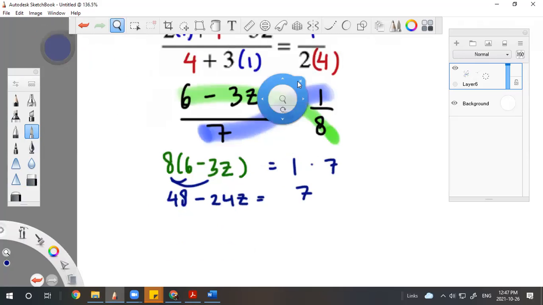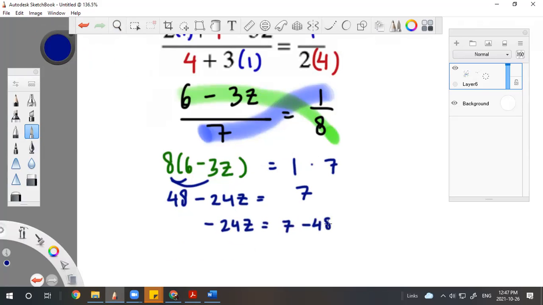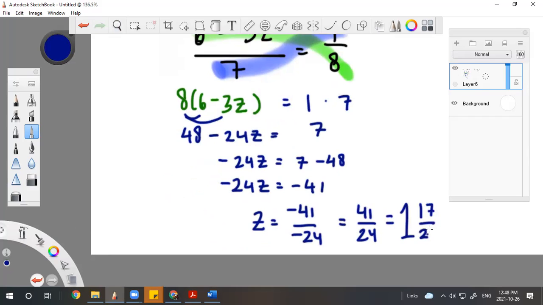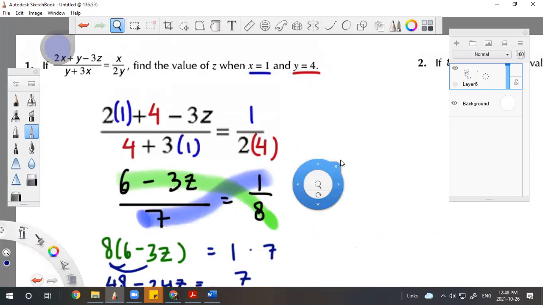Right? So negative 24 z equals 7 subtract 48. So negative 24 z equals negative 41. Right? And then you can get the value of z by dividing negative 41 over negative 24. And you will get the positive answer. Right? Z equals 41 over 24. Or you can simply make it into a mixed fraction. That's the answer. Okay, there are three possibilities. Choose which one you prefer.